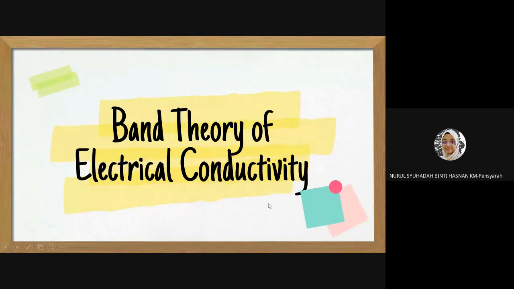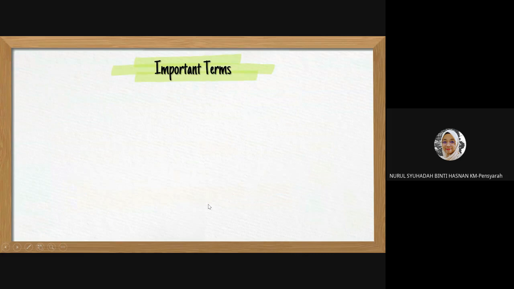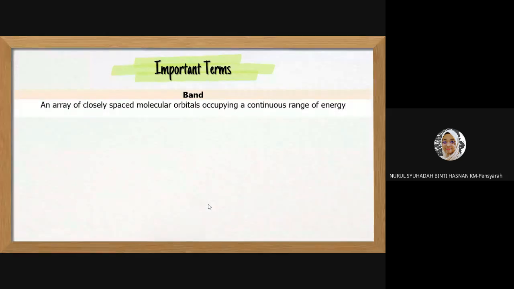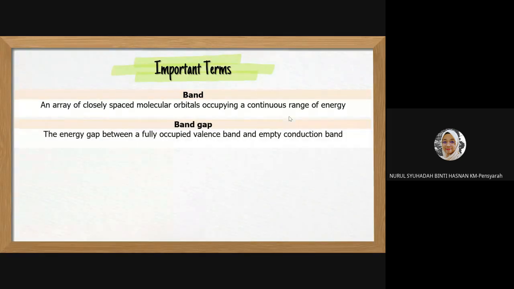Okay, so dekat sini apa yang awak nak kena faham? First, you need to understand a few important terms. Okay, so yang pertama, you need to understand what is band. Okay, so band dekat sini adalah an array of closely spaced molecular orbitals occupying a continuous range of energy. Kalau tak faham dekat sini, nanti kita akan tengok pada gambar which one yang kita panggil sebagai band. Okay, kemudian kita ada band gap. Okay, so band gap is the energy gap between fully occupied valence band and empty conduction band.